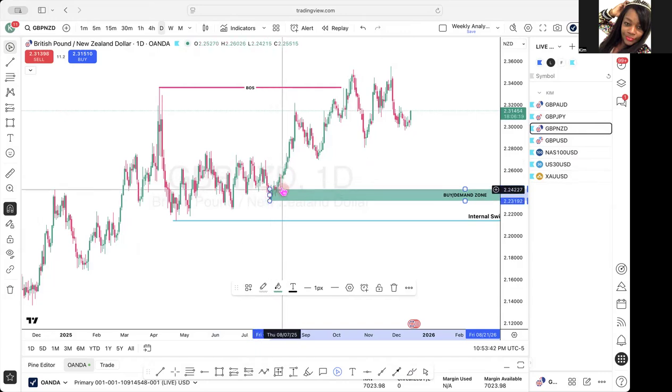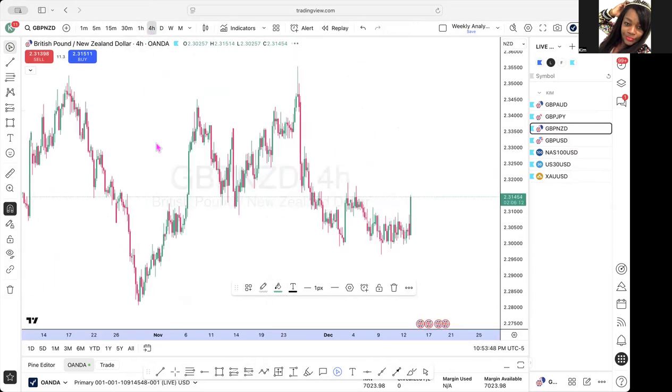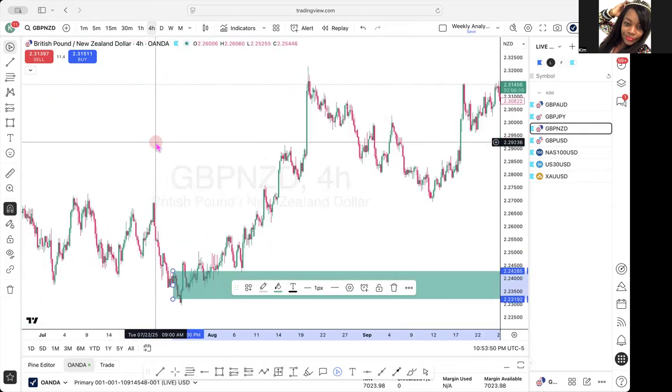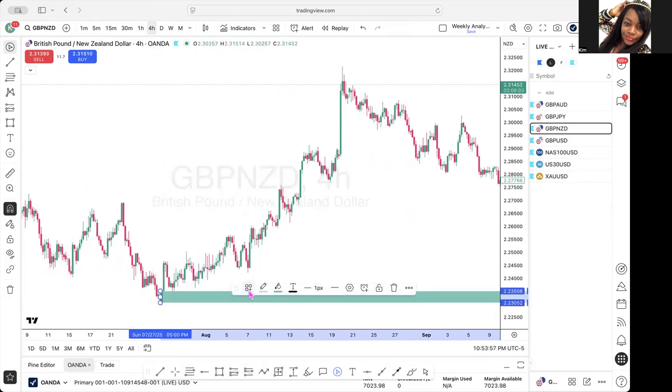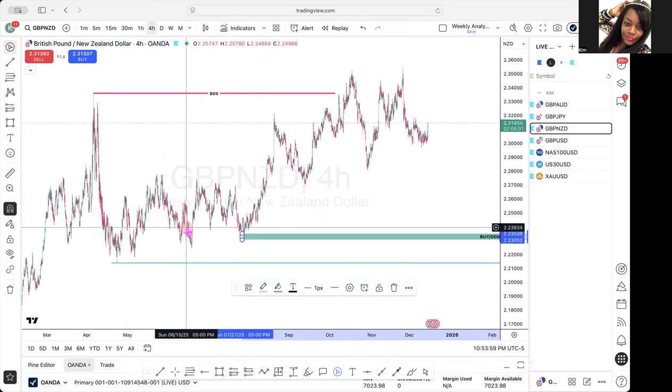There's a demand zone here. There's a little demand zone right here. Let's go to the 4-hour. There is this demand zone here. All right.